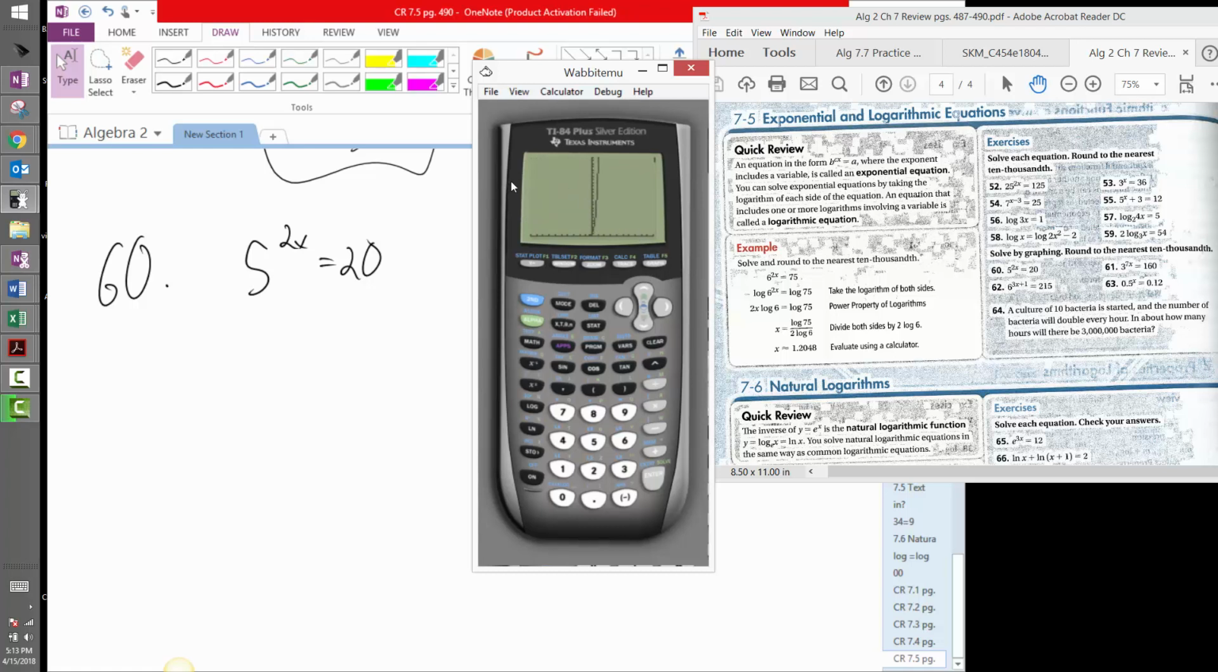There's the exponential function, and then y equals 20 is a horizontal line. Second, calc, intersect is option 5. Mash the enter button 3 times. Boom.